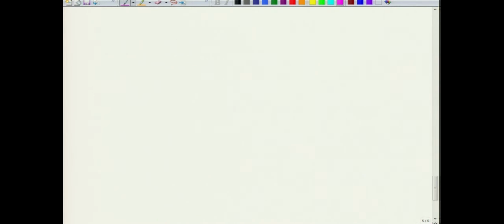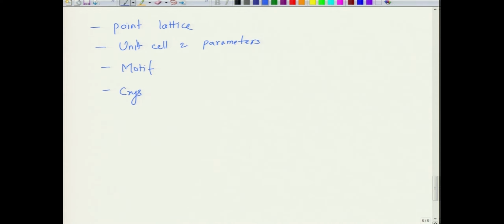So, what do you know now? You know what a point lattice is, you know what a unit cell and its parameters are. We also know what a motif is, and we also know what a crystal lattice is.